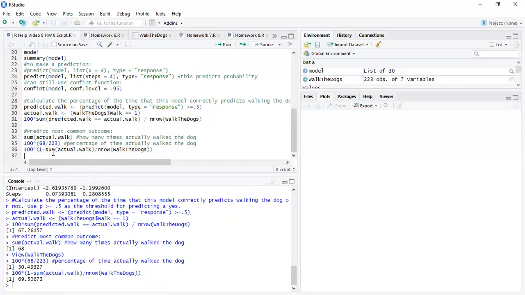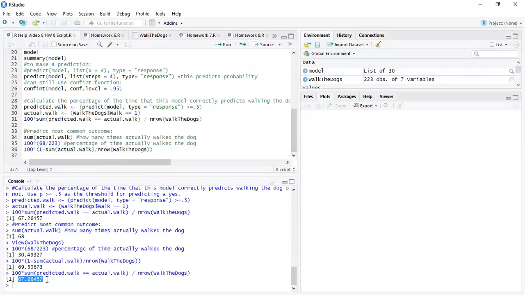So what this is telling us is if we just predict the most common outcome for everything, instead of actually trying to use a model, we predict right almost 70% of the time, whereas when we use our model, we predict right 67.26% of the time.